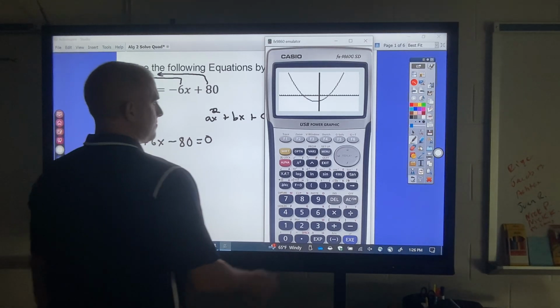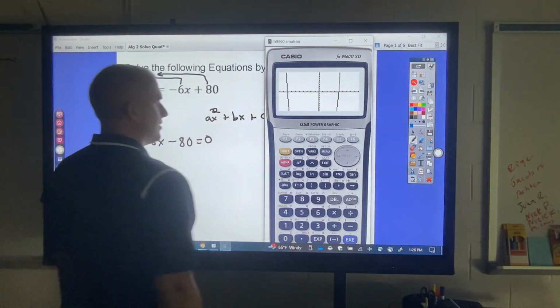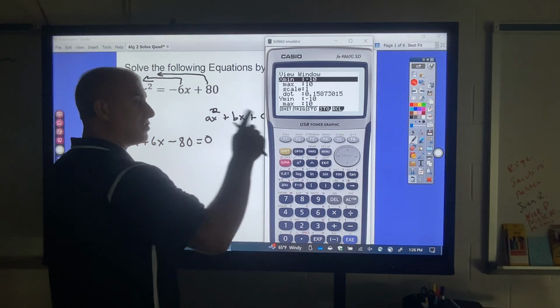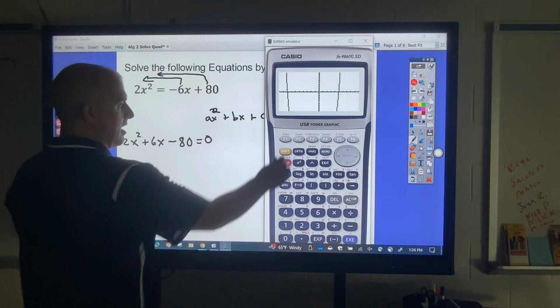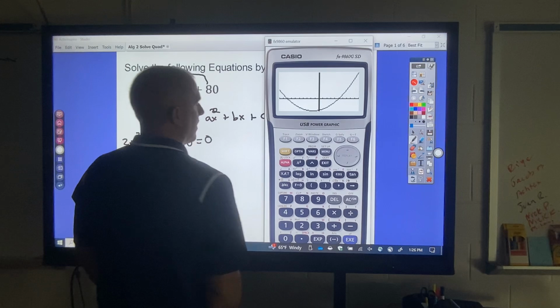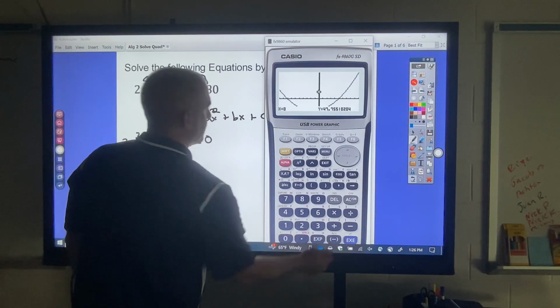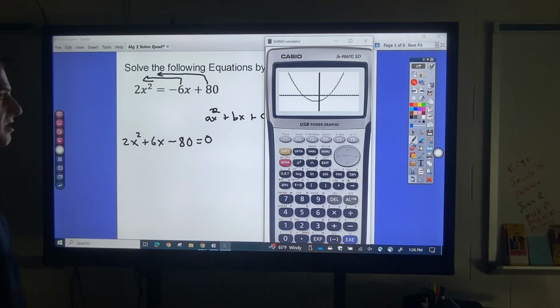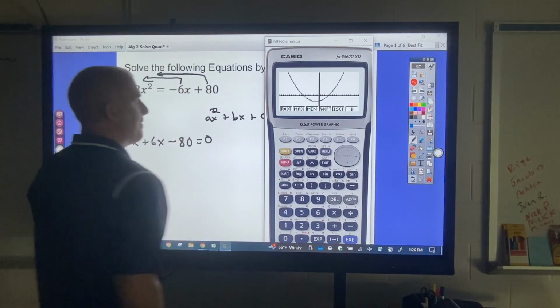All right, so I'm going to do that again. If you're drawing this, F3 twice always resets your window. Then hit exit and draw. If you hit zoom, auto, it will get to that point. Then zoom out, which is F4, execute. And now you can totally see it. Now, what I want to do is go to G-solve, which is F5.